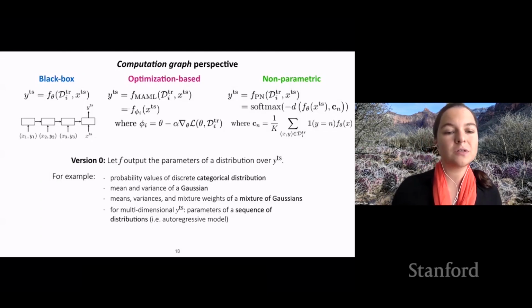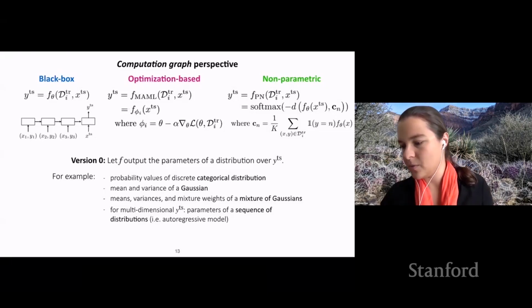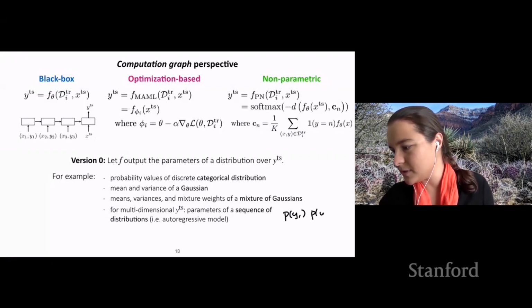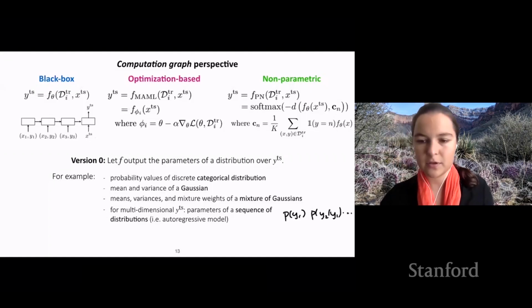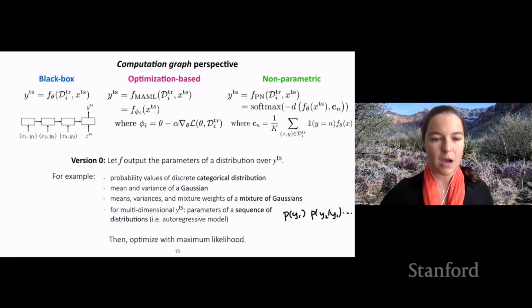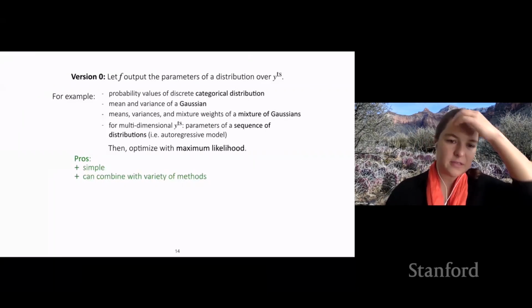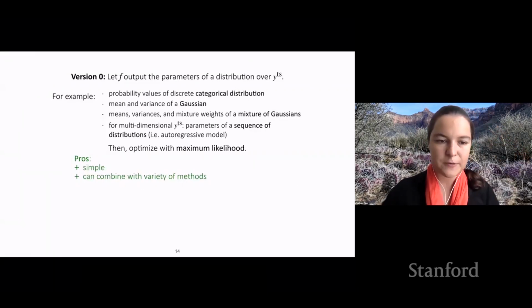Or if you have a multidimensional y test, then you could use an autoregressive model to output a sequence of distributions where you're outputting something like p of y1 and p of y2 given y1 and so forth. And then once you output this distribution, you can optimize it with maximum likelihood. So this is pretty simple. This will give you a distribution over your label for the test inputs. It's also easy to combine with a variety of methods. You just need to have the output of your model be a distribution.